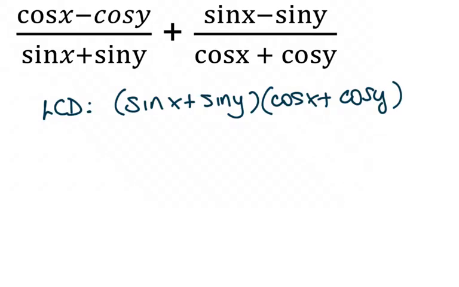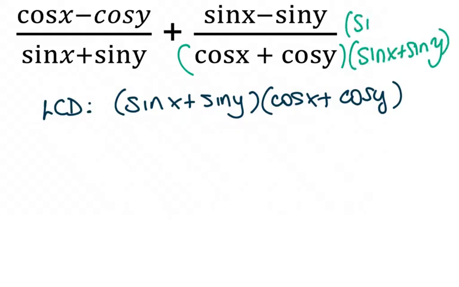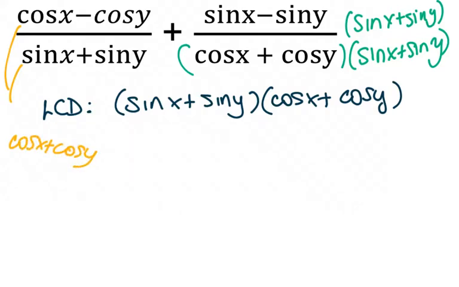So the second fraction, I'll jump in and say, okay, well, I'm going to multiply this by sine x plus sine y. I'll do that to the denominator and the numerator as well. But on the other fraction, I don't have a lot of space here, so I'll just draw an arrow. I'll multiply the numerator and the denominator by cosine x plus cosine y. So this is being multiplied on the numerator and the denominator right there.